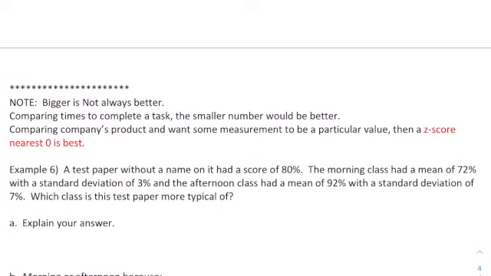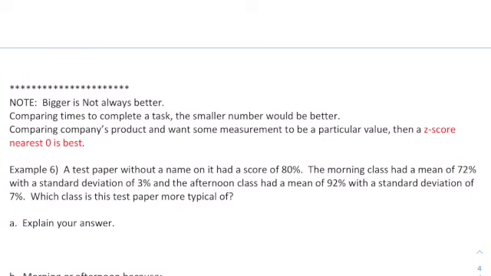Let me start again. Bigger is not always better. Comparing times to complete a task, the smaller number would be better, because that takes less time. Comparing a company's product where you want some measurement to be a particular value, then a z-score near 0 is the best. So it depends on the situation. You have to think about standard deviation. Is further away better sometimes, or is closer better? So be careful when answering a question, thinking about what they are asking.